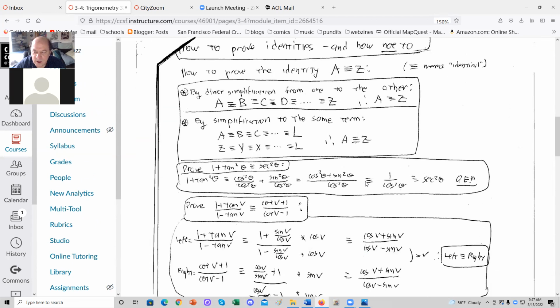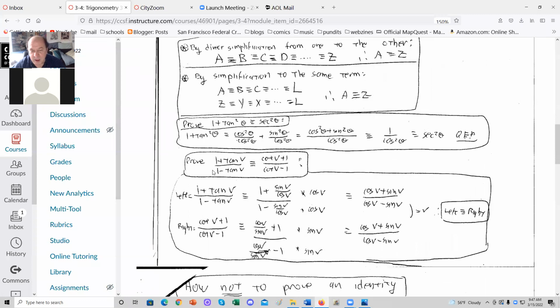So, for example, 1 plus tan squared equals sec squared. Prove that. Well, 1 plus tan squared: 1 is cos squared over cos squared, plus tan squared is sine squared over cos squared. Okay, we add these fractions by adding the numerators over a common denominator: cos squared plus sine squared over cos squared. The numerator is just 1. It's identical to 1 over cos squared, and that's sec squared theta. QED, we're done. We started with the left side and reduced it to the right side.